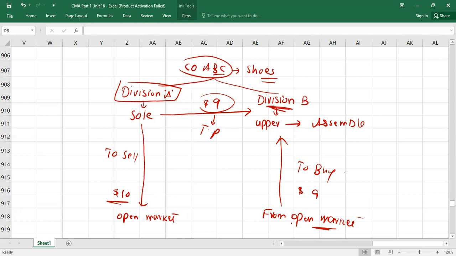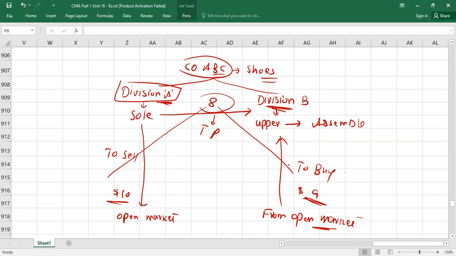But who is losing here? A. Right or wrong? Now, for example, if we set the price at $10, who will lose now? B will lose, because B can buy from the open market at $9, but if he pays $10, he will lose $1 by paying $10 to division A. And here division A is not losing anything. Right or wrong? Now look, if the price is, for example, $8, division A will lose how many dollars? $2. He will lose profit of $2. But division B will gain a profit of $1.